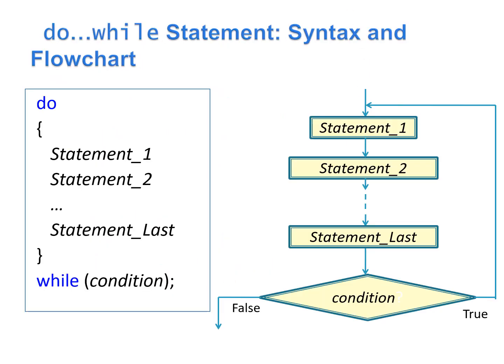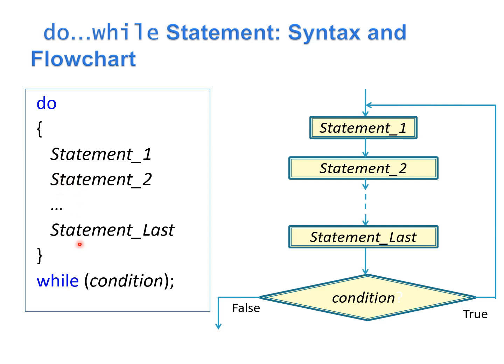Now let's move on to the last repetition statement in Java, which is the do while statement. The syntax of a do-while statement starts with the keyword do, followed by the body statement and then the while part. The body statement can be a single statement or a compound statement. This syntax shows a compound statement as the body statement of the loop.